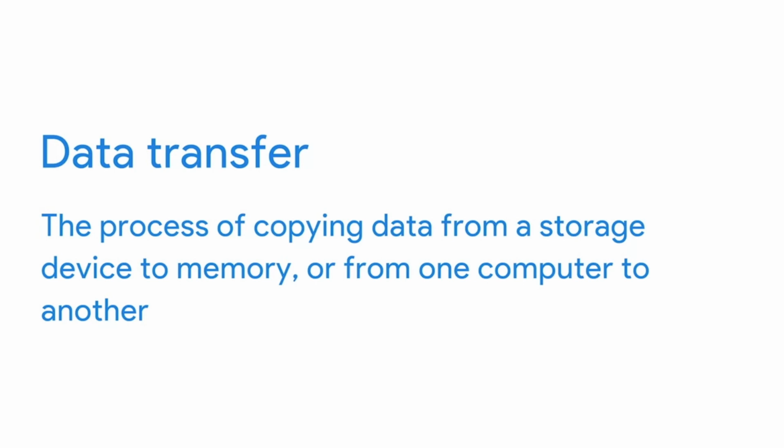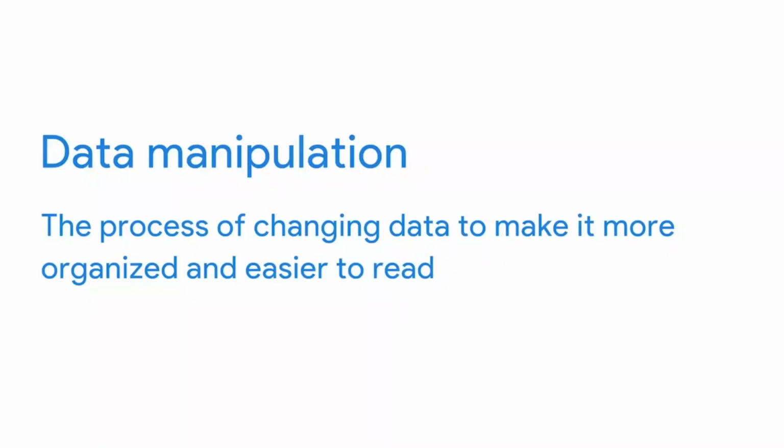There's also the issue of data transfer, which is the process of copying data from a storage device to memory, or from one computer to another. If your data transfer is interrupted, you might end up with an incomplete data set, which might not be useful for your needs. The data manipulation process involves changing the data to make it more organized and easier to read.